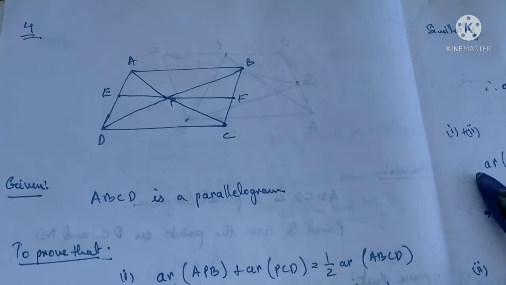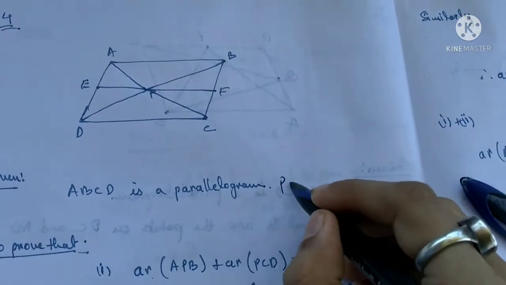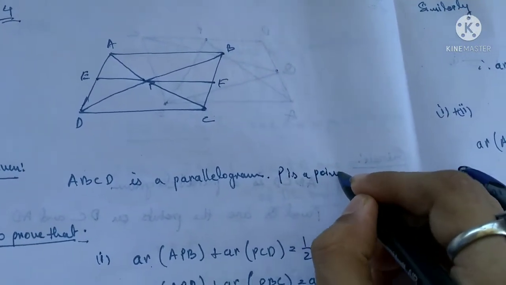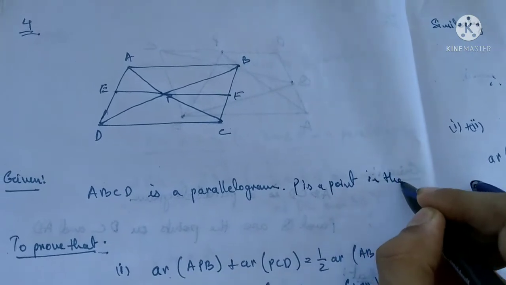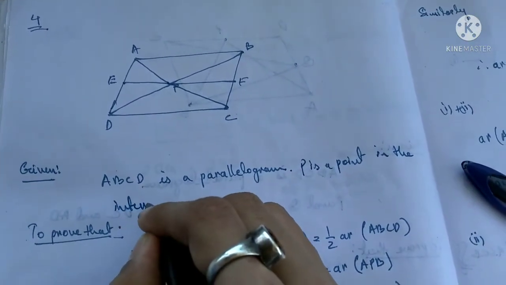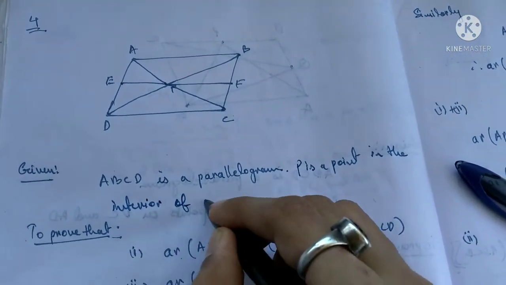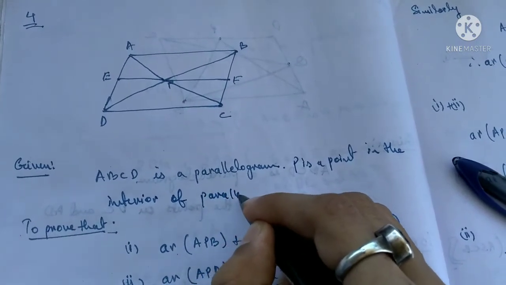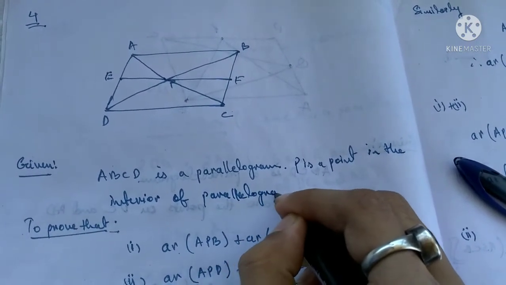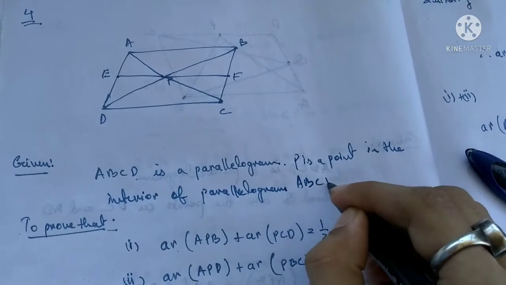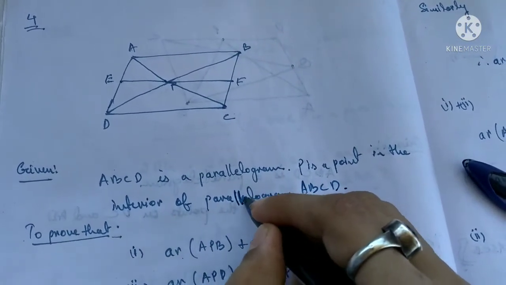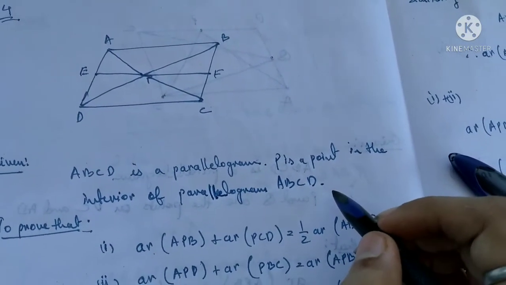Yes, ABCD is a parallelogram, and one thing I can write is that P is a point in the interior of parallelogram ABCD. P is a point in the interior of parallelogram ABCD.